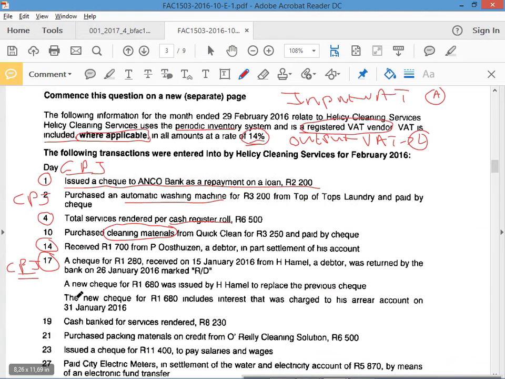Next. A check for 1680 was issued by Hamill to replace the previous check. So this is the new transaction. And this took place when? On the 17th. So there was a dishonored check and then the issuing of a new check. Where is this going to go? Receipt or payment? Receipt. A debtor is issuing another check and they're giving it to you.